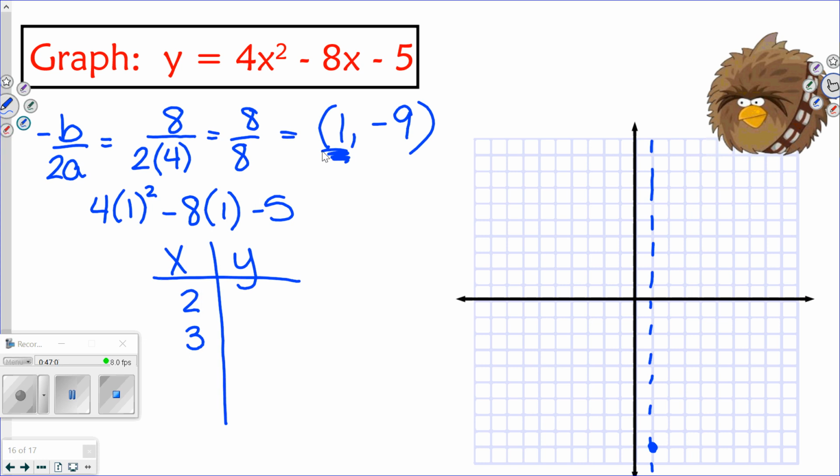Which direction is this opening, up or down? It's going to open up. Okay. So if I plug in a 2, okay, so 2, negative 5, and reflect. If I plug in a 3, and then attempt to draw this whole thing in.